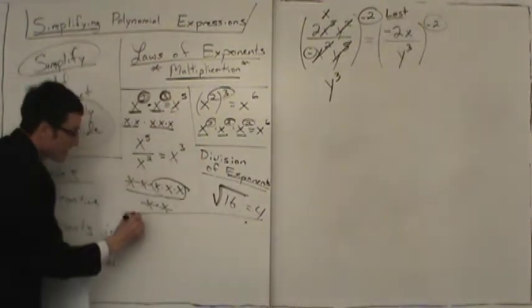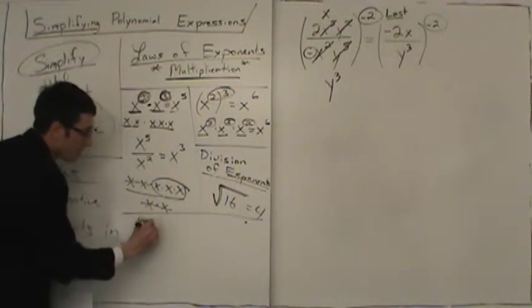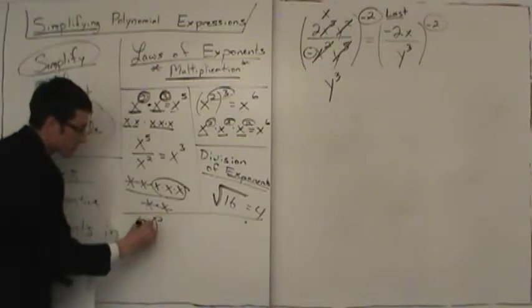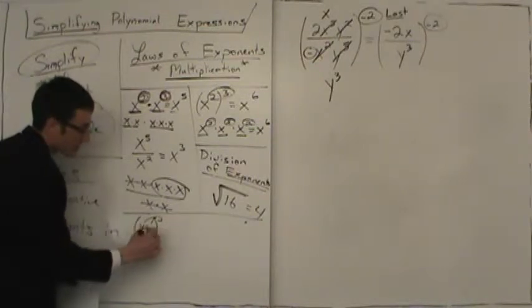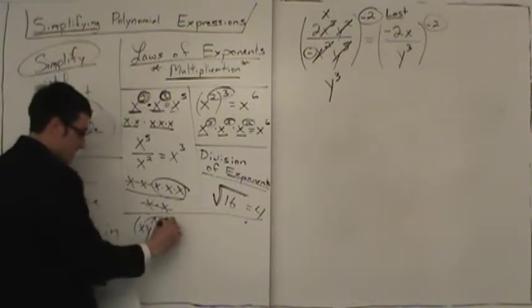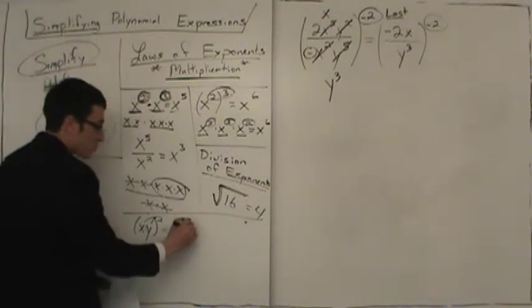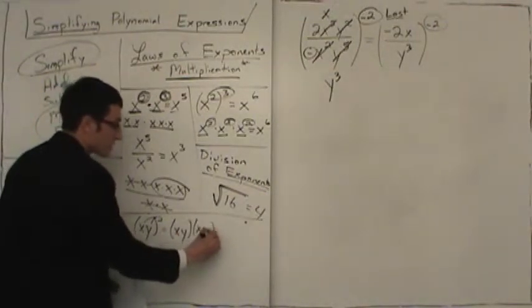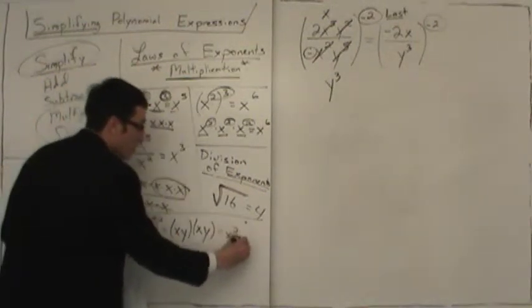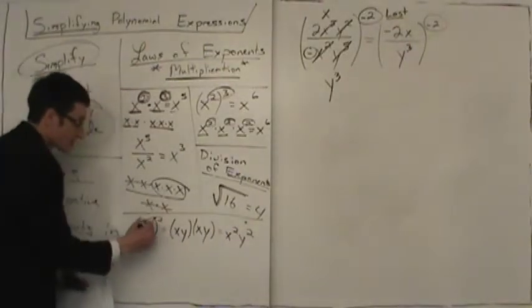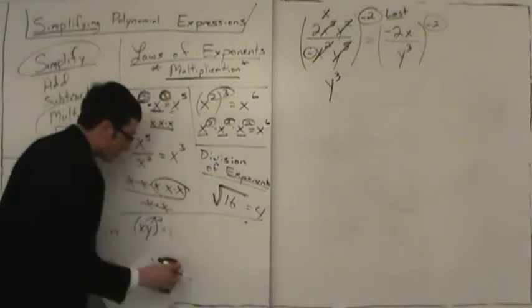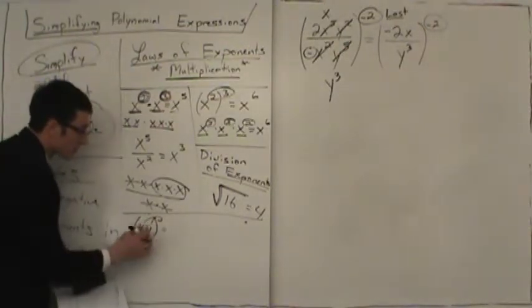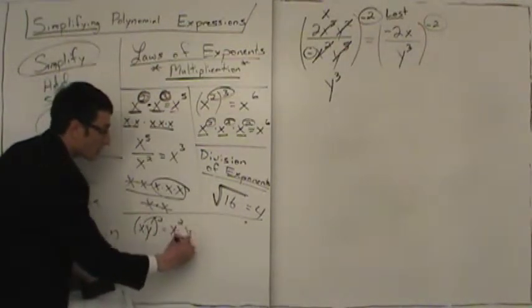Now, if I write xy quantity squared, do exponents distribute over the operation multiplication? Do we square the x and square the y? Yes, because this means xy times xy, which is equal to x squared y squared. So we can simply square the x and square the y. Instead of writing this out, we can say exponents distribute over multiplication, and we get x squared y squared.